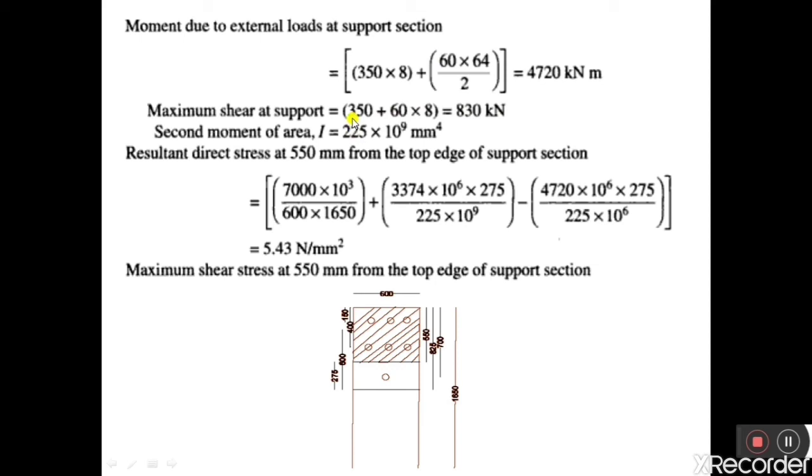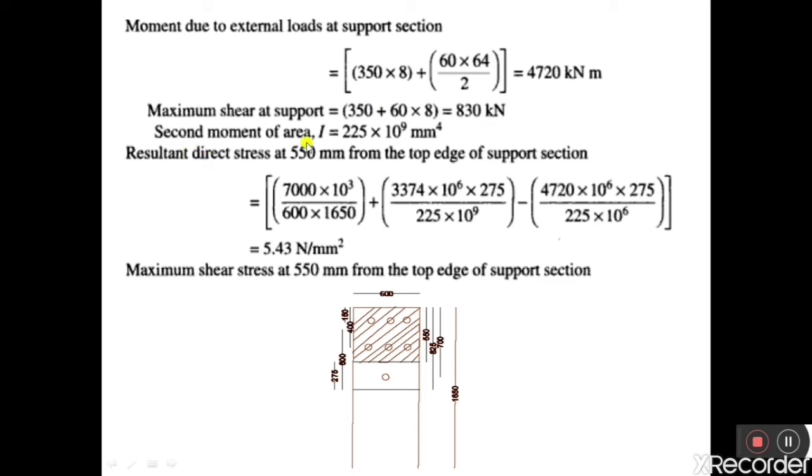So 350 is the point load which is acting at the free end, and the intensity of the live load and dead load, which is in the form of UDL, is 60. So 60 into 8 is the shear force due to UDL. 350 plus 60 into 8 gives 830 kilonewton. So 830 kilonewton is the maximum shear force developed at the support.